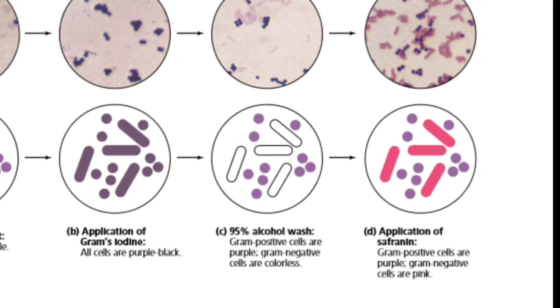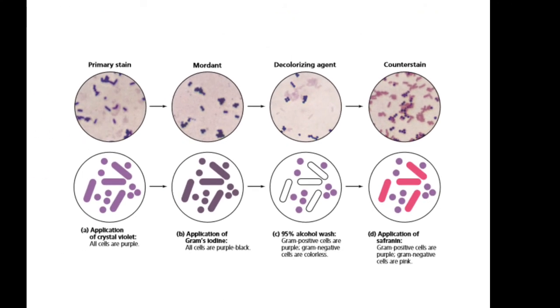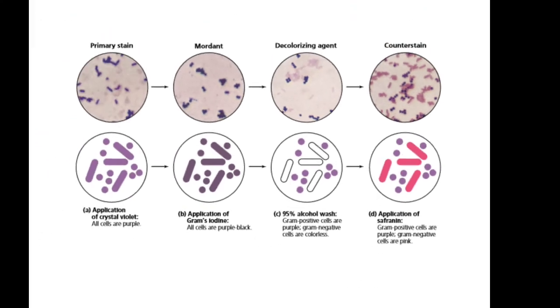As we have seen earlier, the gram-negative cell is made up of a peptidoglycan layer that is sandwiched between two lipid bilayers. In this case, alcohol disrupts the outer lipid bilayer, and then penetrates into peptidoglycan and disrupts the CV complex and dissolves it, and in this case decolorizes the gram-negative cell. And again, if we apply the counter stain safranin, the gram-negative cell takes that stain and is stained pink in the final slide.